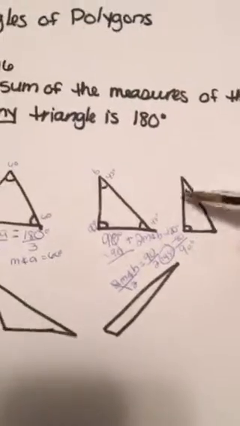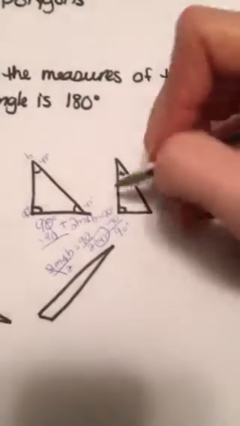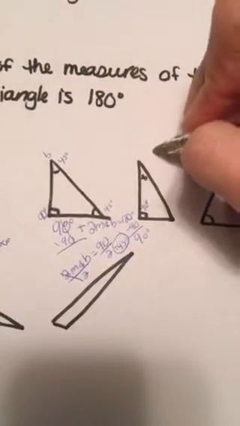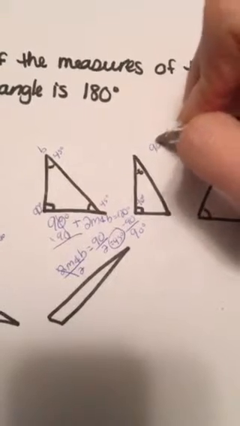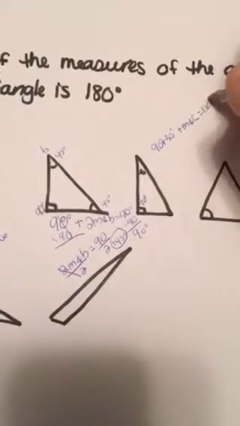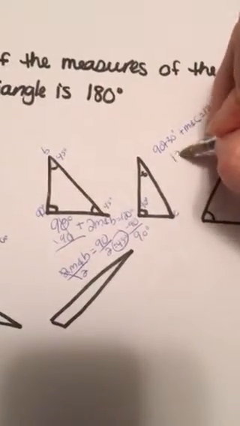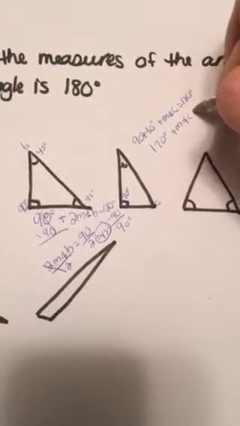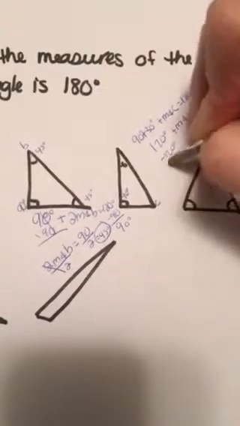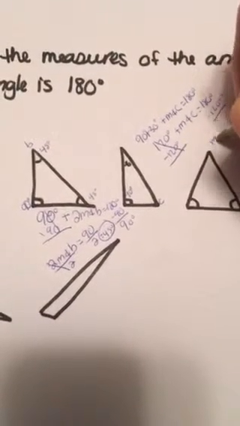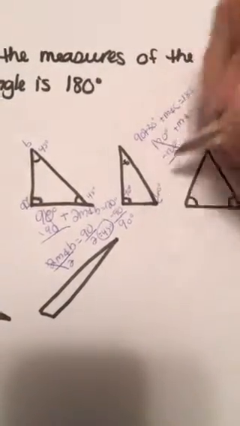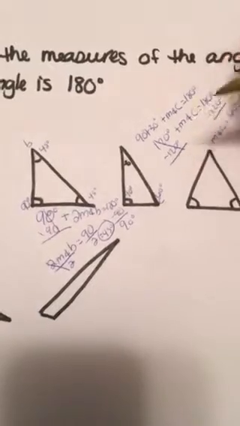And this one I have another right angle. I know that this is 90. This one here is 30 because it's written in, so I can say 90 plus 30 plus the measure of angle C equals 180 degrees. Call that C. 120 plus the measure of angle C equals 180 degrees. Subtract 120 from both sides, and I get the measure of angle C equals 60 degrees. See how that works?